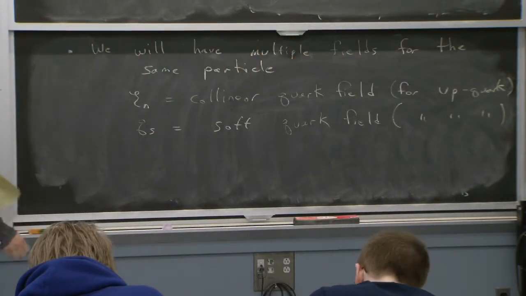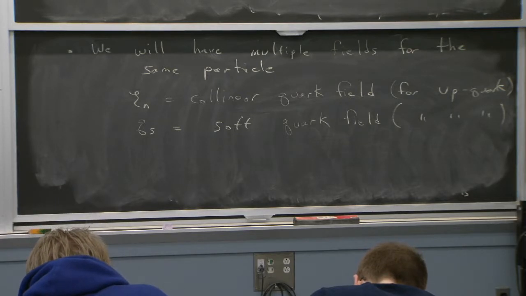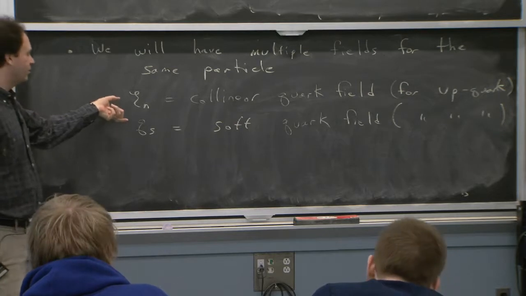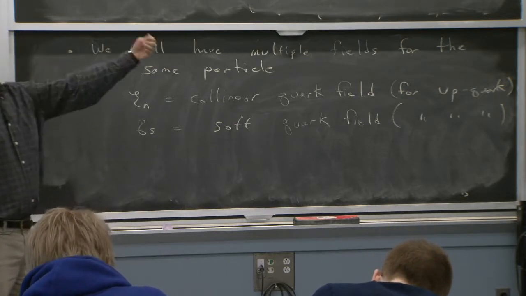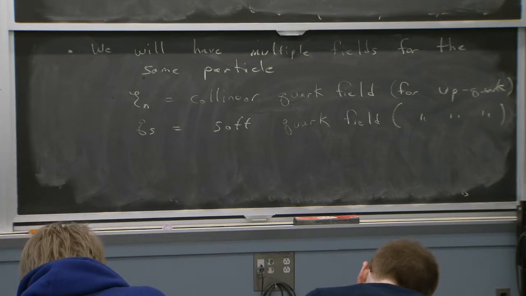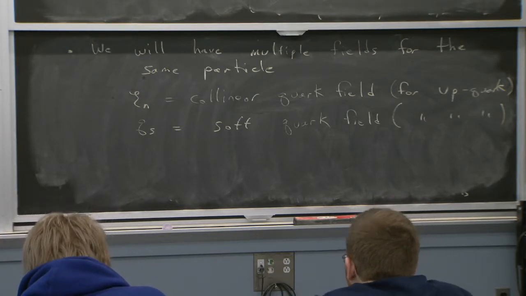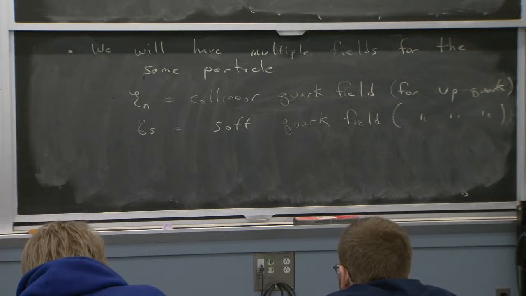The reason that we're going to have these two different fields is because they're going to describe the same particle, but in different regions of momentum space. If you like, they're describing different degrees of freedom of the same particle, because they're in different regions of momentum space. But it still is the same particle, and that's not something we've had to deal with in any of our examples so far. We always had one field for each particle. Now we're going to have more than one. So that's one complication.